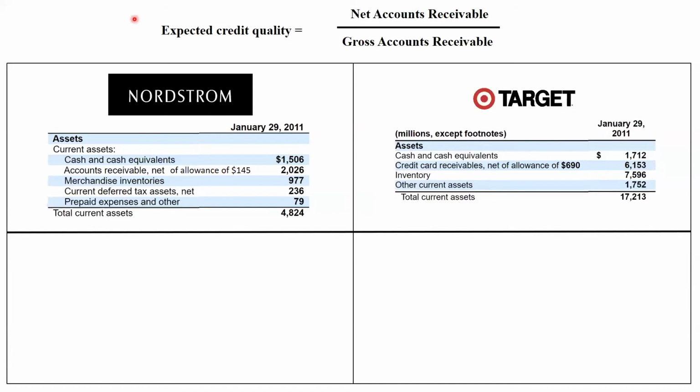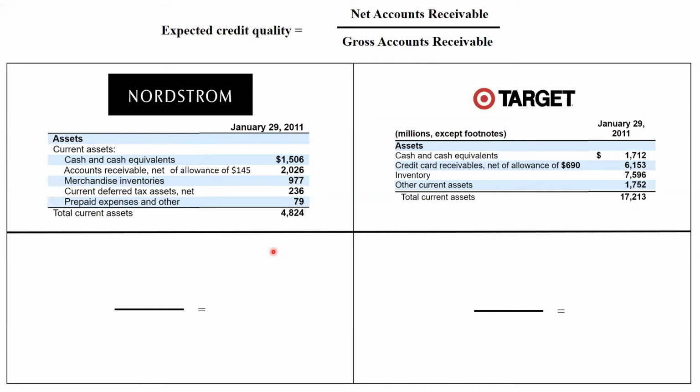So expected credit quality, and you can define this in many different ways. The way I like is taking net accounts receivable and dividing by gross accounts receivable. And the reason I like it is it's an easy interpretation. The interpretation is, of our total accounts receivable balance, how much do we expect to collect? That's the interpretation for the way I've defined expected credit quality here. So let's calculate this ratio.